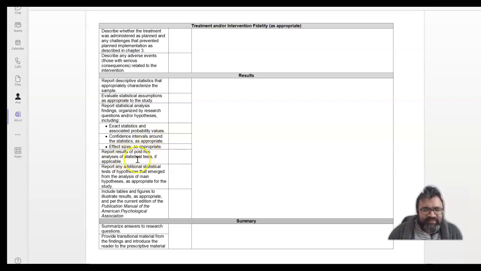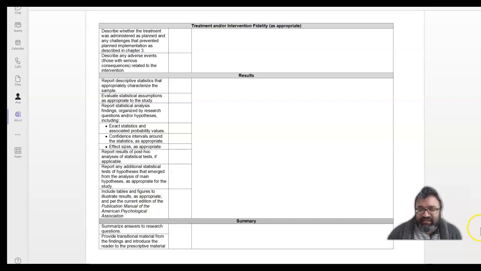And then sometimes post hoc analyses are important. However, we don't do post hoc analyses. Report any additional statistical tests of hypotheses that emerge from the analysis of main hypotheses. So any incidental findings, that's what they say, that may have emerged, you can include that within your Chapter 4, and of course including tables and figures in APA style, and in many of the outputs in SPSS, you can actually automatically convert into APA style tables.